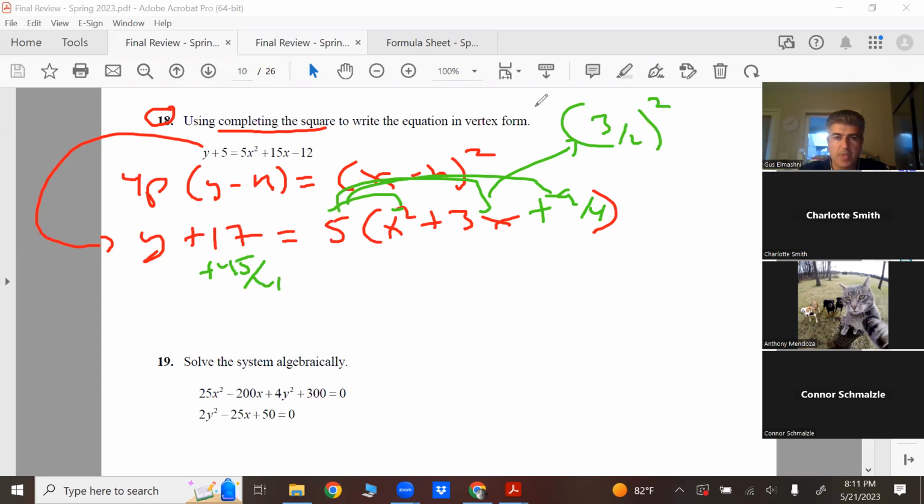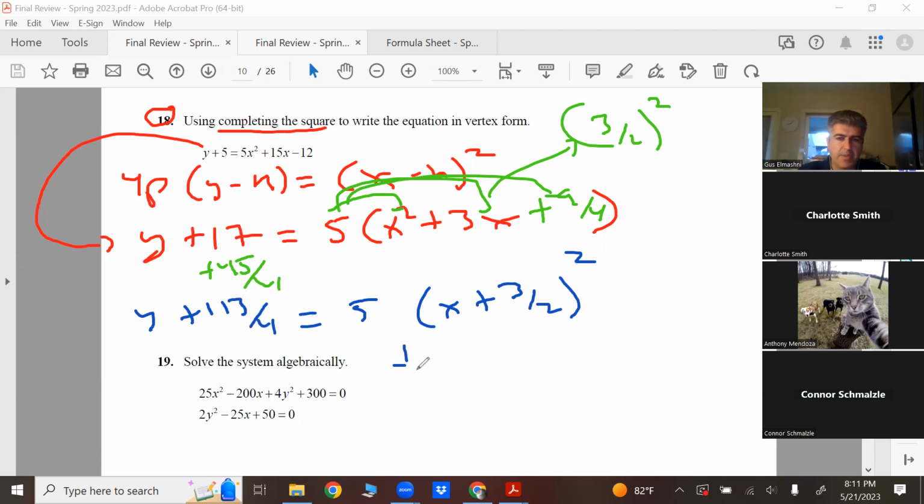I will just say the right side will be 5 times (x + 3/2)², because the whole point is to factor it as a binomial squared. 3/2 squared is 9/4, and if you were to FOIL, you'll get back to 3x in the middle. And that's kind of weird. 17 is 68 over 4, I believe. Yeah. So that's 113 over 4. And then you could move the 5 over to the other side, making it 1/5. So that's kind of like your 4p value.